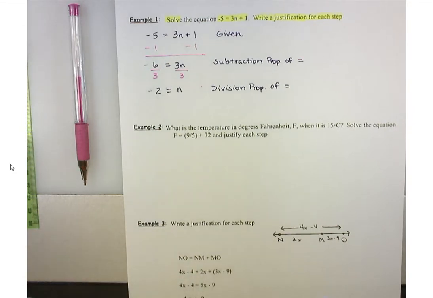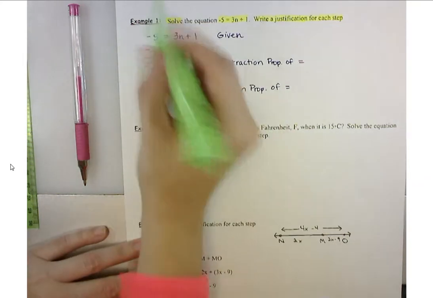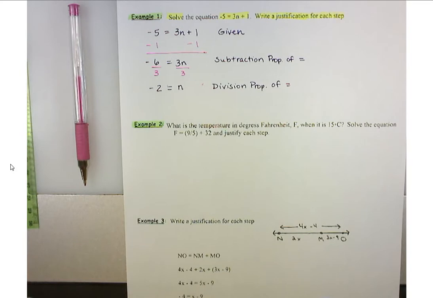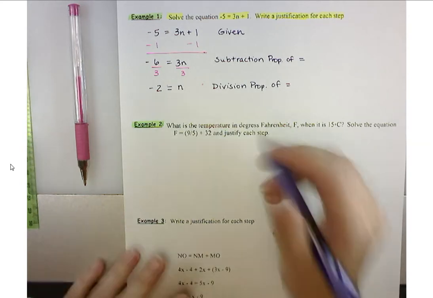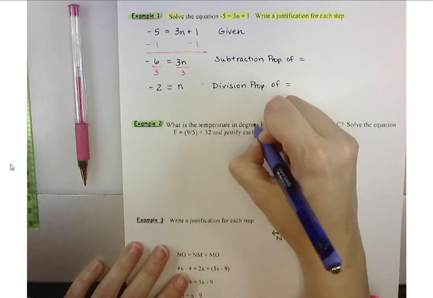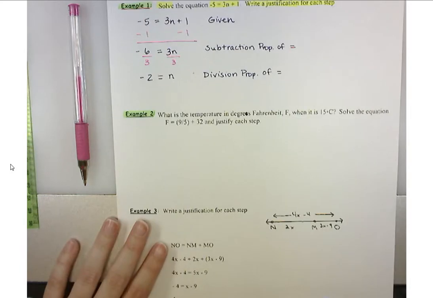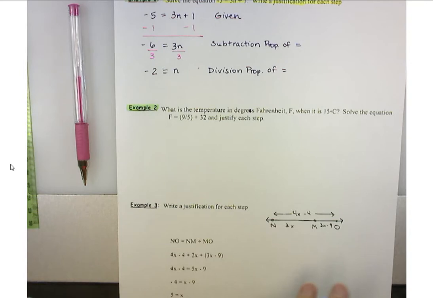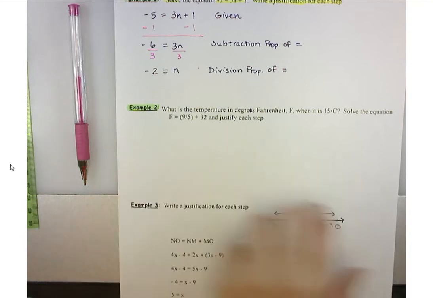All right, what questions do you guys have for me on your first example? That one's not too bad. All right, let's look at example 2. So it says, what is the temperature in degrees Fahrenheit F when it is 15 degrees Celsius? Solve the equation and justify each step.